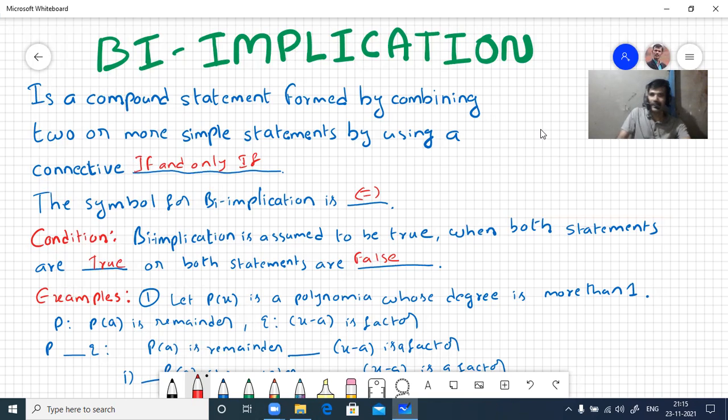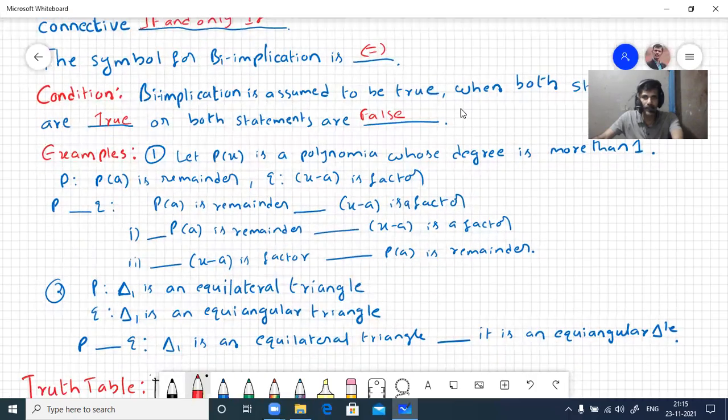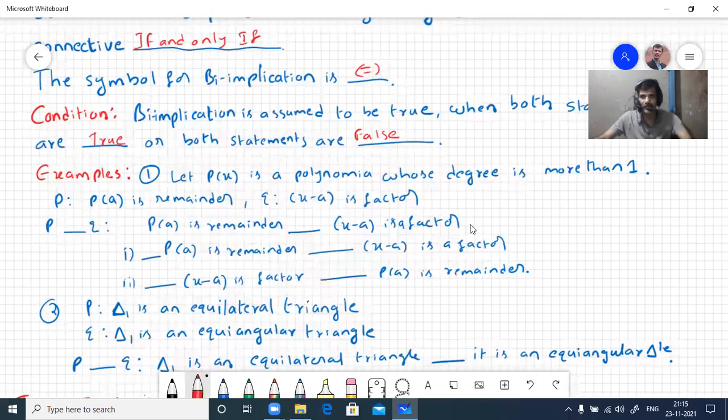Let us discuss a few examples. The first example is the factor theorem. We know that if p(x) is a polynomial whose degree is more than 1, then the first statement they have given is p(a) is the remainder. Another statement q they have defined as x minus a is a factor. Here p bi-implies q, how will we write it? You can write bi-implies, or you can write if and only if.